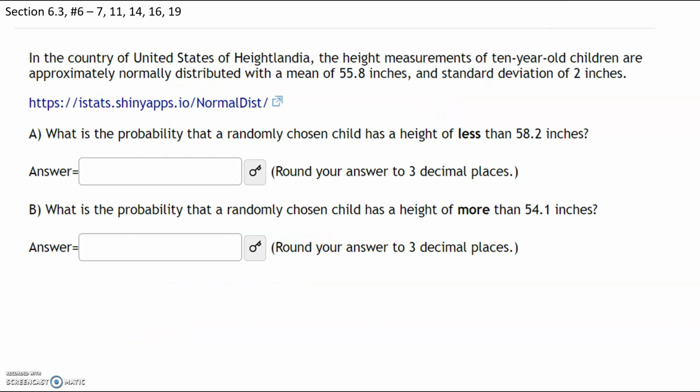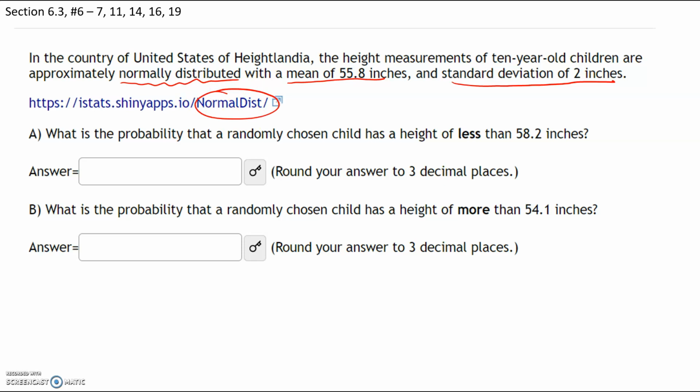In the country of United States of Heightlandia, the height measures of a 10-year-old are approximately normally distributed with a mean of 55.8 and a standard deviation of 2 inches. Anytime you're given a mean and a standard deviation for a normally distributed data set, we're going to click on the normal distribution and plug in our mean and our standard deviation.